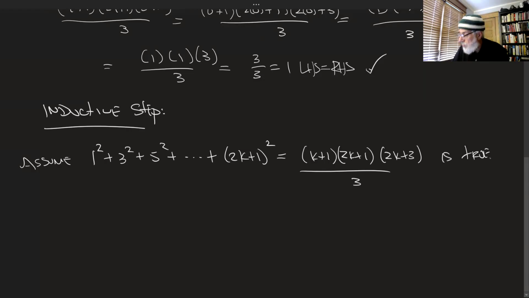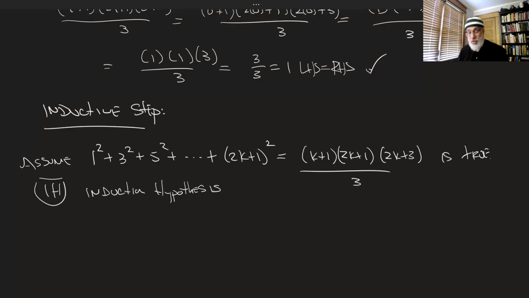In your proof, you can write that so you don't forget. I like to write IH because this is the induction hypothesis. When we're proving something by induction, we're always going to be using the induction hypothesis. If you get through your proof and you realize you haven't used it, you probably did something wrong. So remember this. I'm going to use IH here.